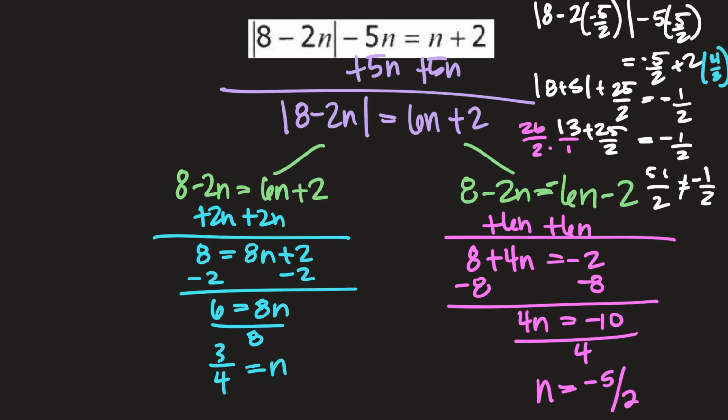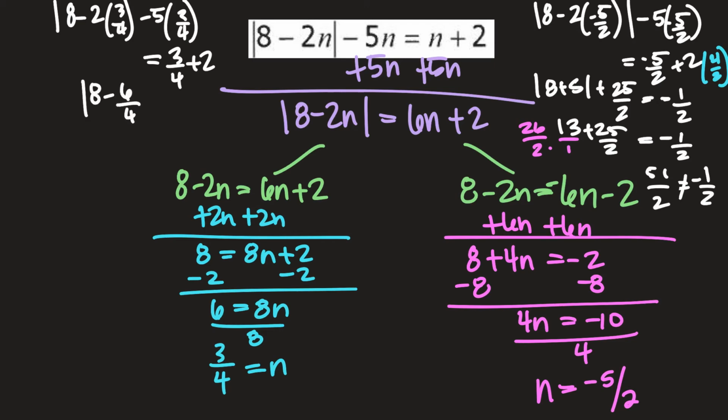So we have the absolute value of 8 minus 2 times 3 over 4 minus 5 times 3 over 4 has to equal 3 over 4 plus 2. So that gives me 8 minus 6 over 4 minus 15 over 4 is equal to, and we'll make this a 4, which makes this an 8. So 8 over 4 plus 3 over 4 is 11 over 4.